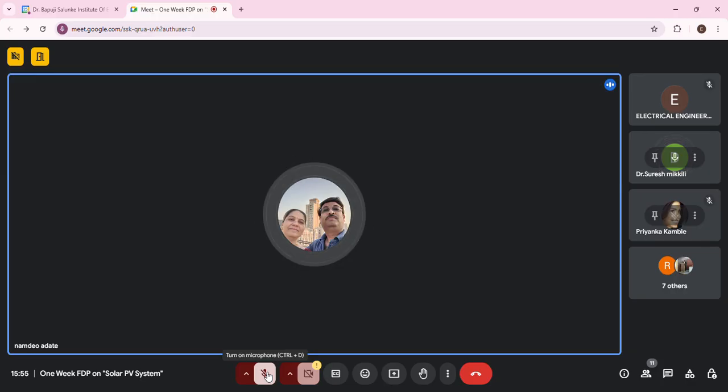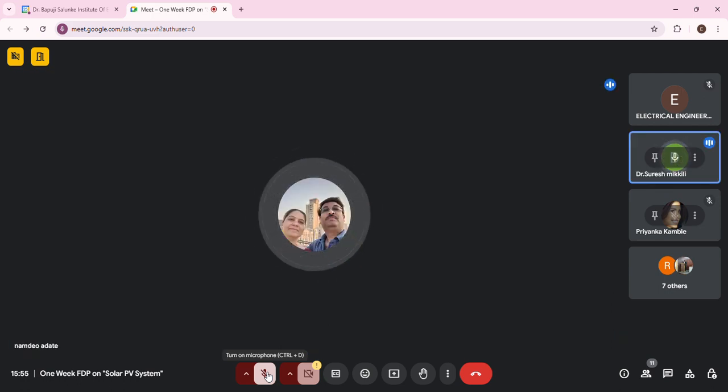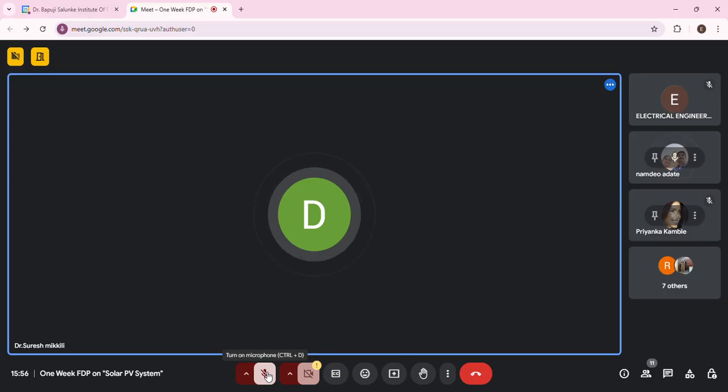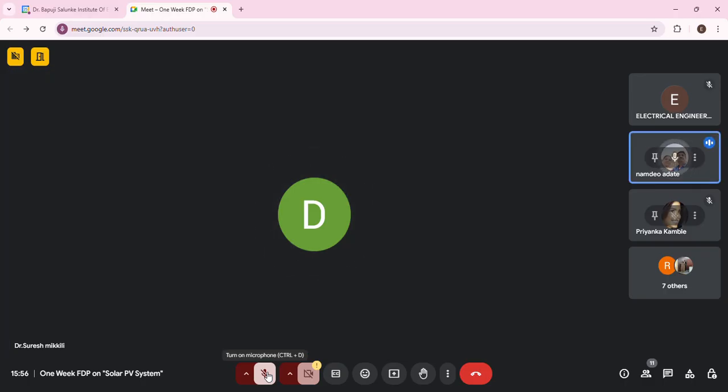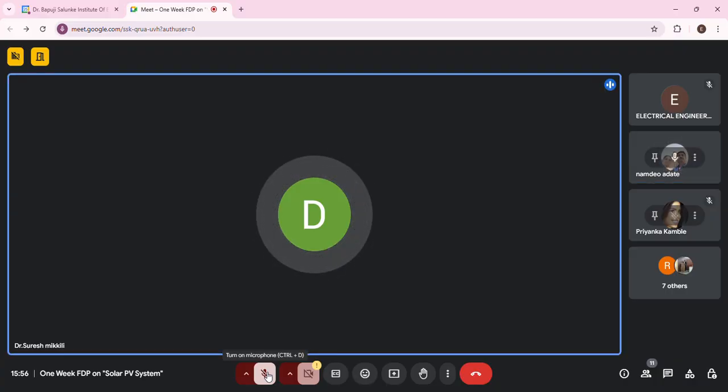Sure. Madam, sir, we need your number and email ID as well. The number is 7588 133 009, sir. My mail ID is available on the website: mikli.suresh@nitgoa.ac.in. Yeah, I'll take it from your website, sir.